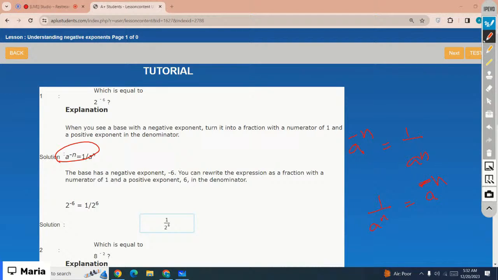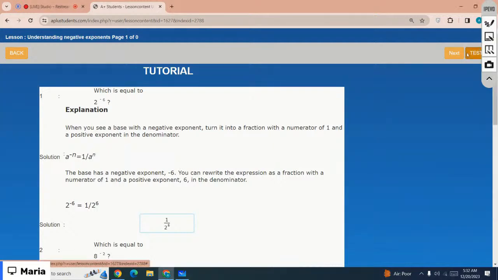You can make the exponent positive by writing it in denominator, right? You are given 2 exponent negative 6. So just write it 1 over 2 exponent 6 because you have written it in denominator. That would be now positive, right? Let's just start with the test questions.